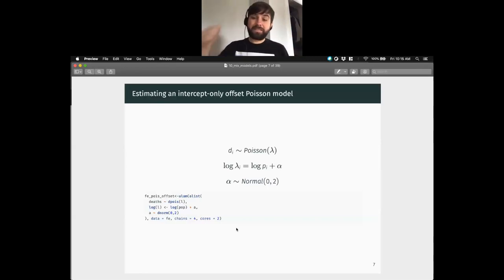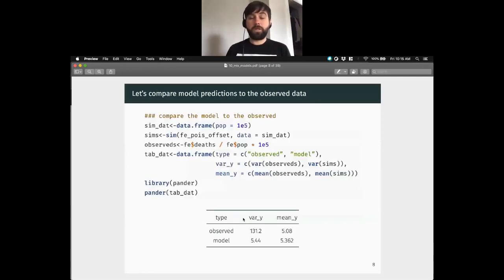We expect to see higher counts in high population counties. That's what that log p is going to do. It's going to adjust the model up and down based on population size, and then it converts it effectively into a rate model. Okay, cool. Now, I estimated the model with Ulam.